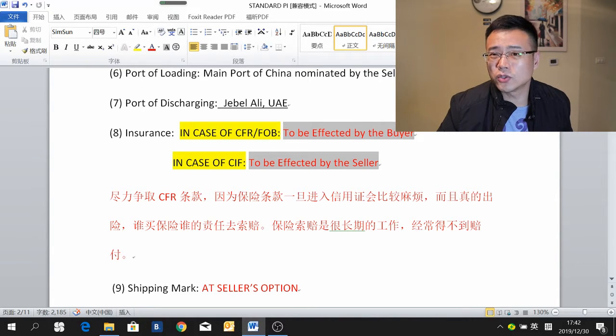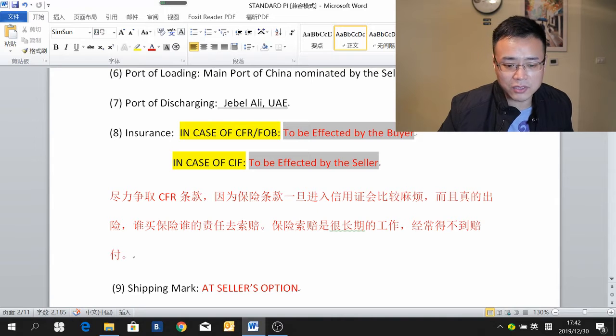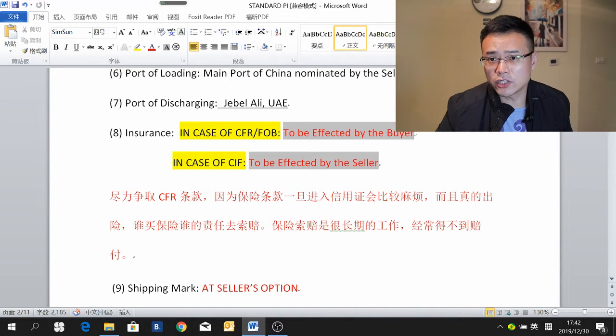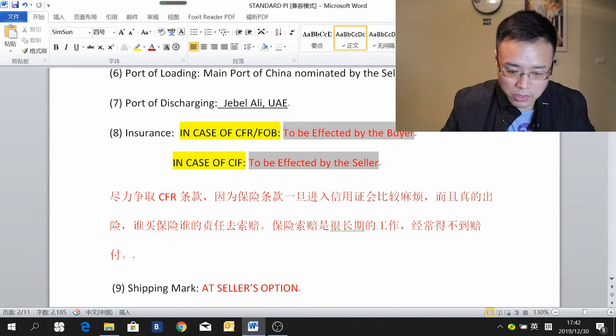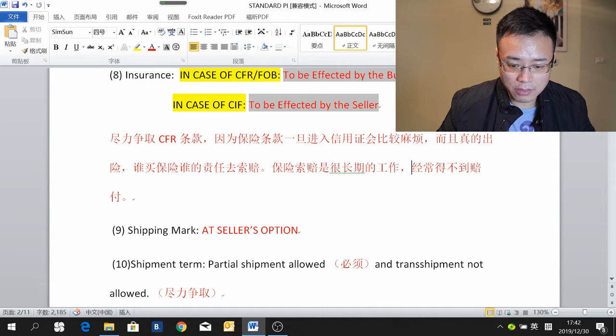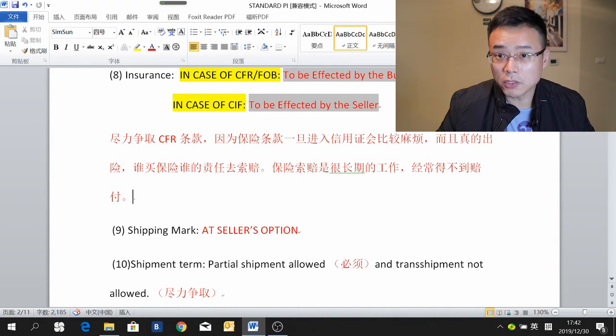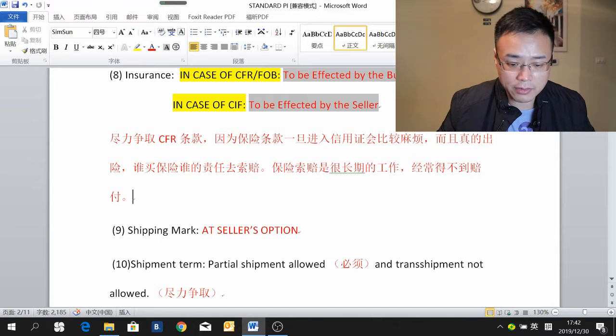However, you know, those insurance companies will try their best to avoid any compensation or reimbursement. The insurance company asks us to get compensation from the shipping company, and the shipping company kicks us back to the insurance company. So in that case, if the buyer bought insurance for that order, we can save a lot of trouble.